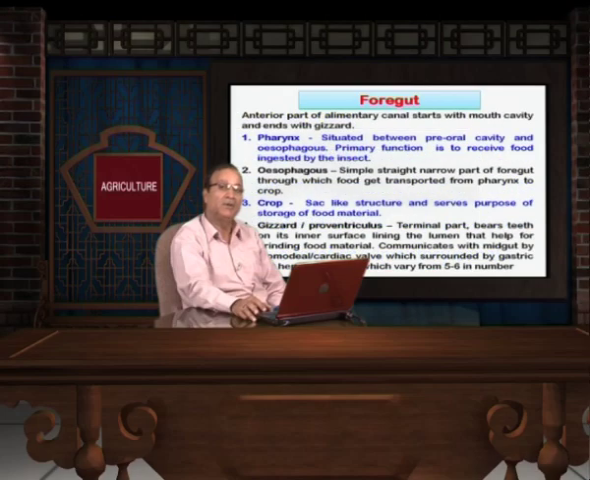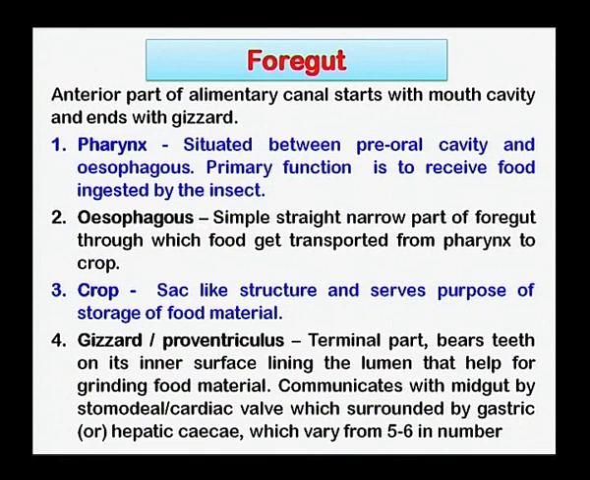Now, the foregut, which is the anterior-most part of the alimentary canal, starts from the mouth cavity and ends with the gizzard. In the foregut, the first part is the pharynx, second is the esophagus, third is the crop, and fourth is the gizzard. Pharynx and esophagus are straight narrow parts of the foregut, whereas the crop is a sac-like structure and serves the purpose of storage of food material.